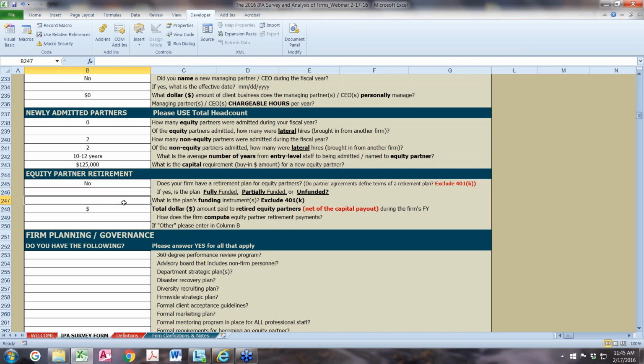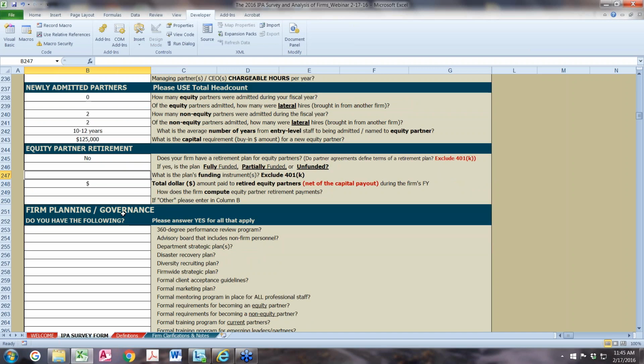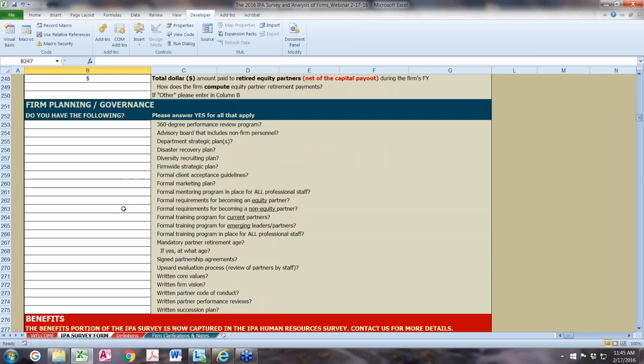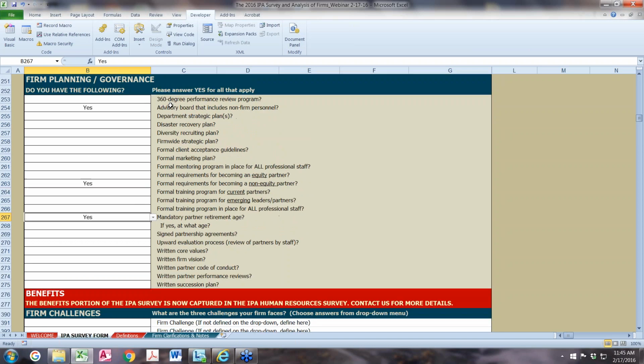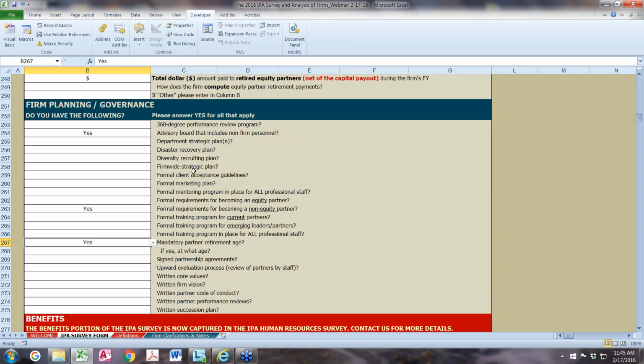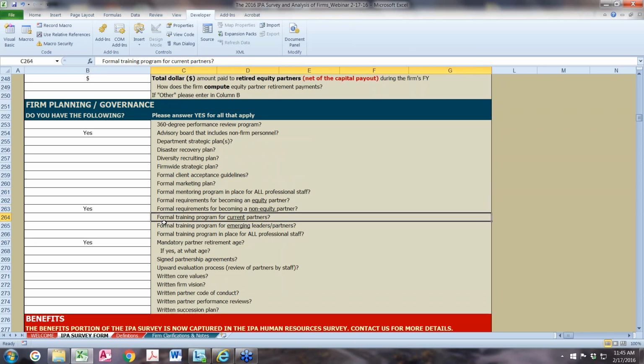Going down to rows 251 through 275 is the firm planning and governance area. This section provides a snapshot of the tools of planning and governance used in the firm. Please select yes if you have any of these tools in place in the firm. If you're unsure if you have them, leave it blank. And please note some tools are specifically indicated as formal or written. So if it's in somebody's head but it's not a formal plan, please don't say yes on that. Be sure to answer accordingly.